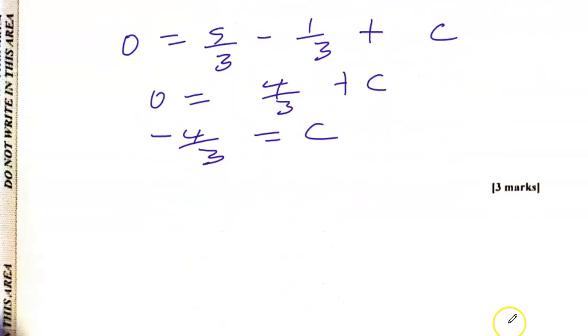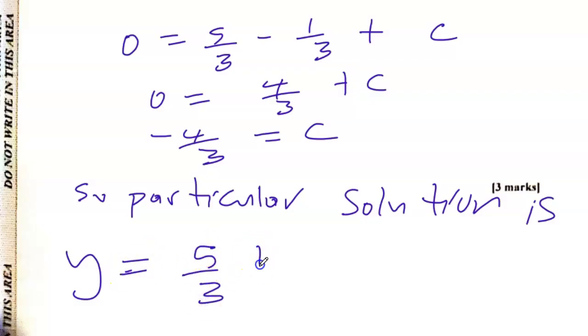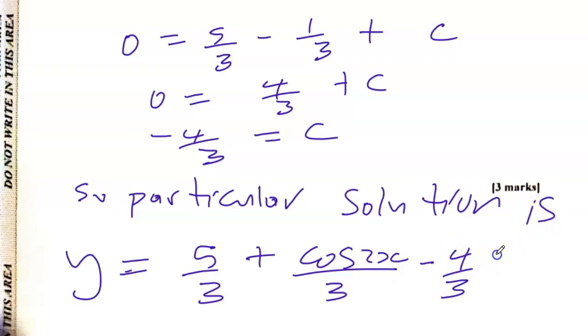So we have a c value, so the particular solution is y is equal to 5/3 plus cos 2x over 3 minus c, so minus 4/3, cosec x.